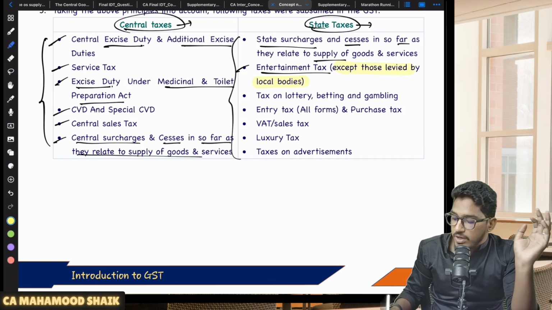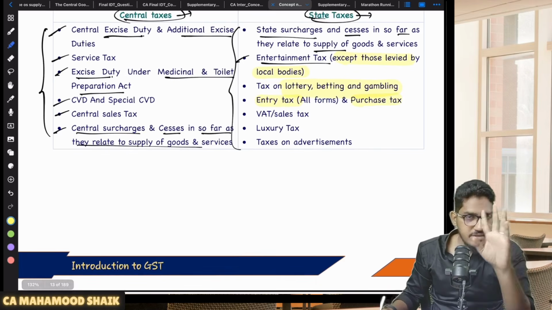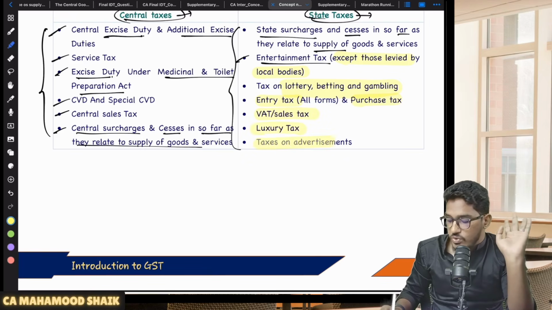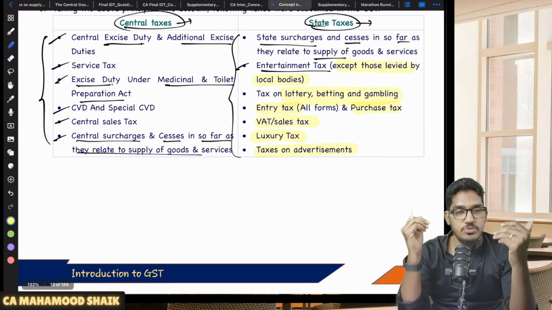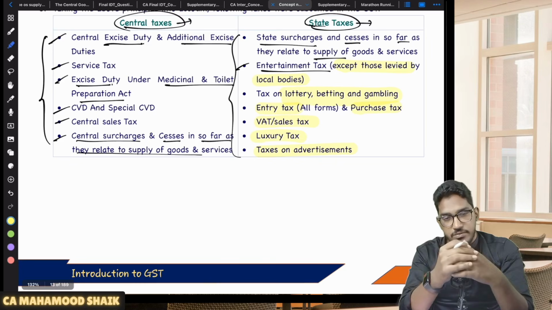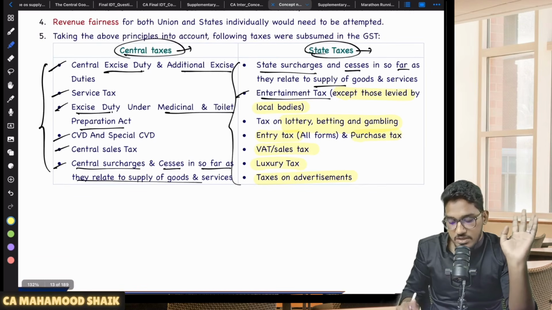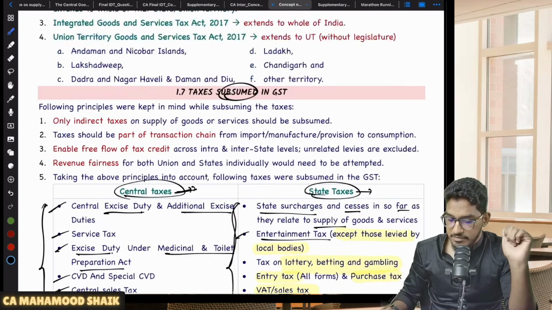Next, tax on lottery, betting and gambling. This is also gone now because they have come under GST purview. There used to be entry tax, purchase tax and so on, gone now. VAT or sales tax, gone. Luxury tax is also gone. Taxes on advertisements. So like this, state governments used to impose multiple indirect taxes before the introduction of GST. All these are gone now. So these are the various taxes which are subsumed into GST. This is the list of central taxes, and this is the list of state level taxes. Able to understand? Clear and comfortable, everybody?